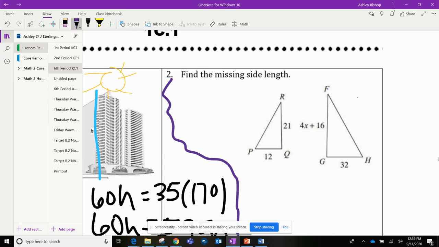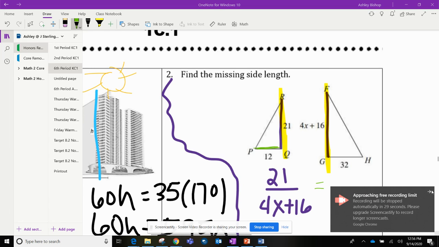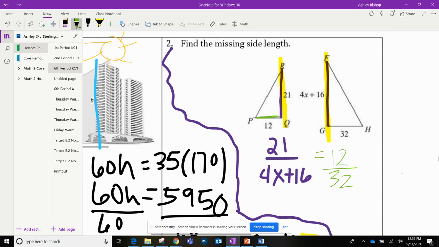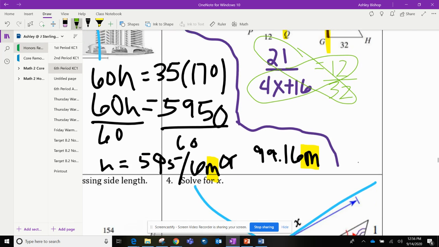So I could also do the height of this triangle divided by the height of this triangle. So 21 divided by 4x plus 16. So I'm corresponding sides. I'm doing the height with the height, and then I'm going to do the length with the length. So the length of this triangle divided by the length of this triangle. So that's how I would set that up, and I want to cross multiply. You can check my picture out for the answer, please do, and then watch the video of part 2 for the other 2 problems that we will do.